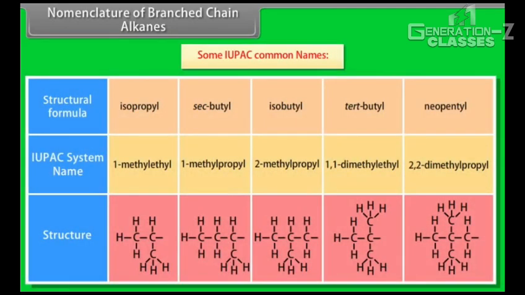Some IUPAC common names are: the common name is isopropyl, its IUPAC name is 1-methyl ethyl, and its structure is this. Common name is sec-butyl, its IUPAC name is 1-methyl propyl, and its structure is this. Common name is isobutyl, its IUPAC name is 2-methyl propyl, and its structure is this. Common name is tert-butyl, its IUPAC name is 1,1-dimethyl ethyl, and its structure is this. Common name is neopentyl, its IUPAC name is 2,2-dimethyl propyl, and its structure is this.